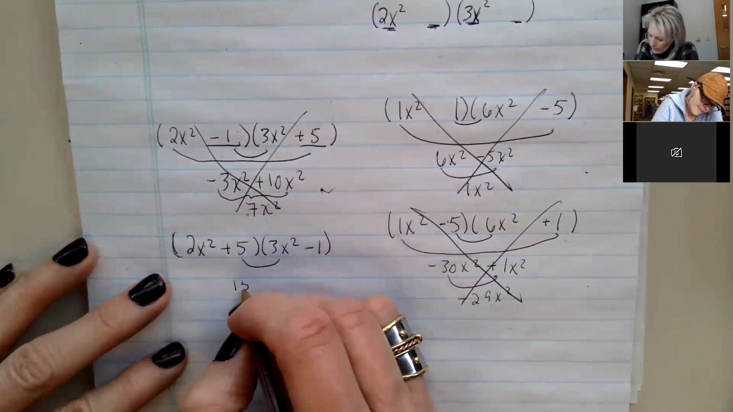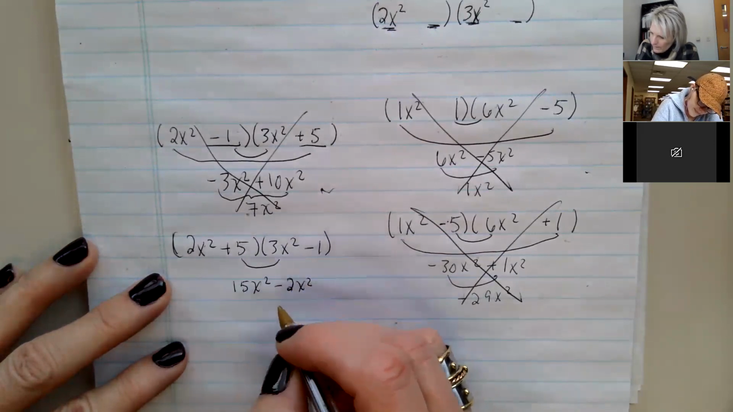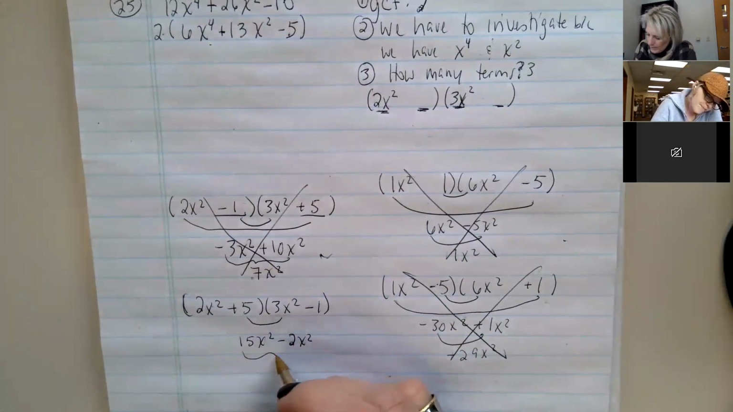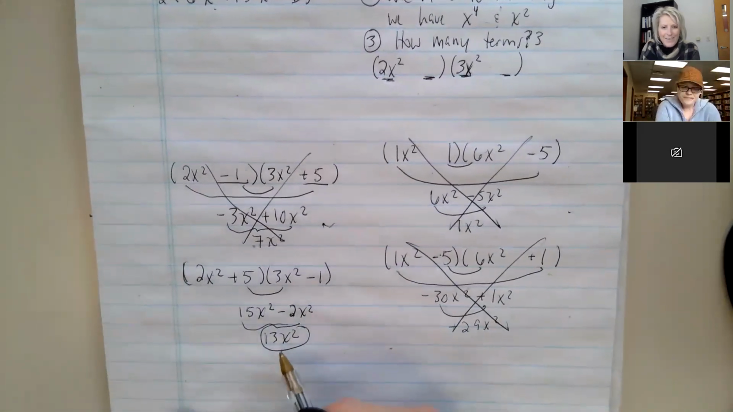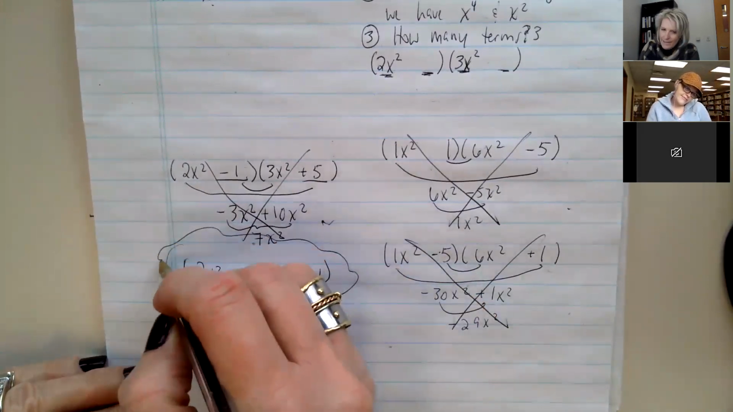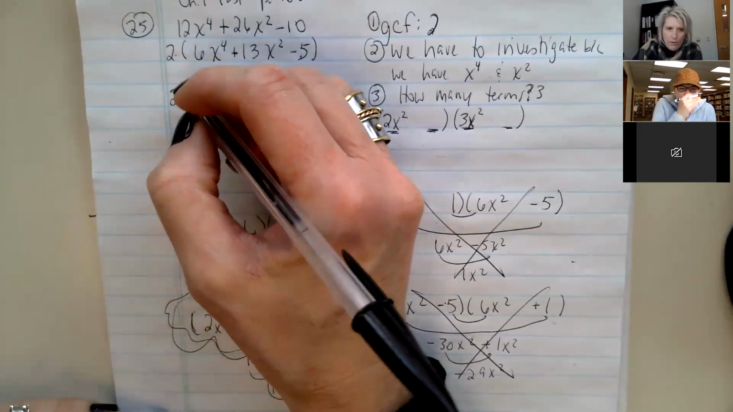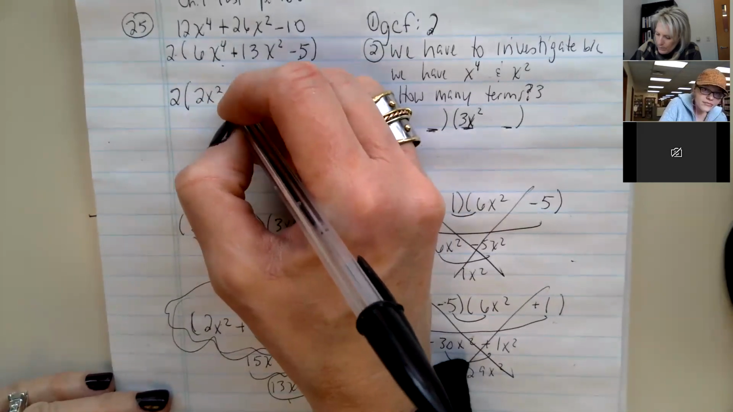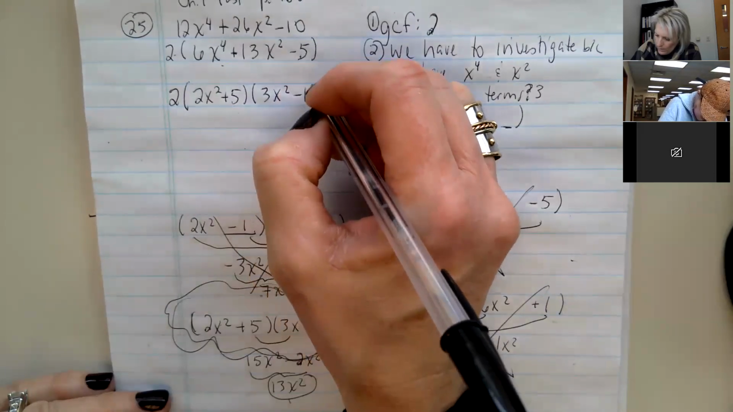So now I've got 15x squared minus 2x squared. Do they add to make our 13x squared? Yay, they do. That is so exciting. Highlight it, circle it, put it in colors, and it goes with this 2 up here. So we still have the 2 that we factored at the beginning, our greatest common factor. And then we have 2x squared plus 5 and 3x squared minus 1.